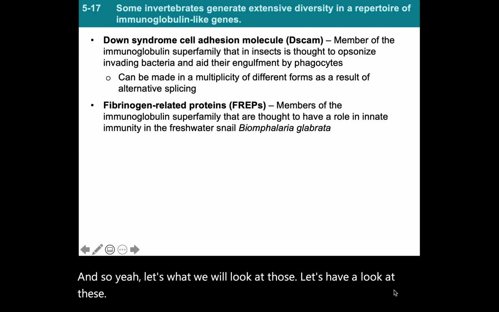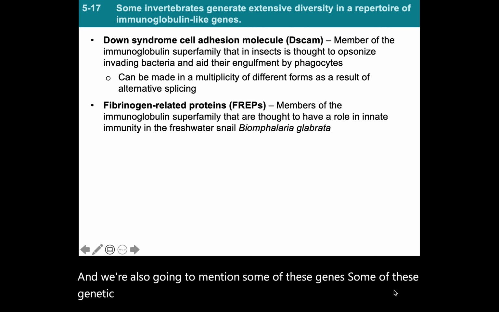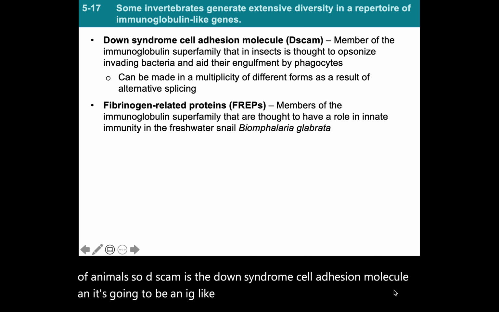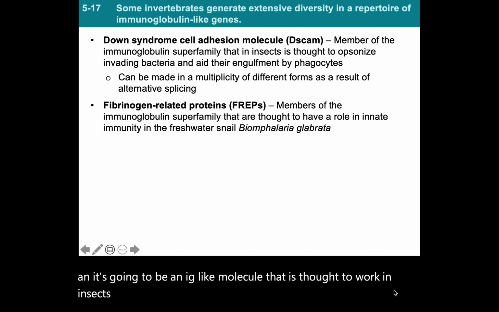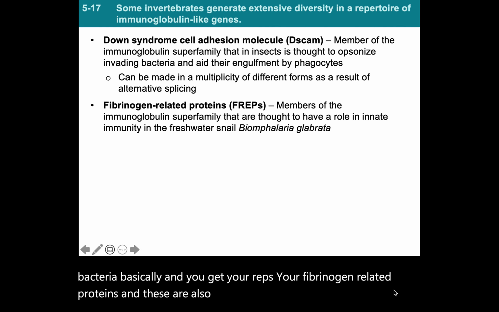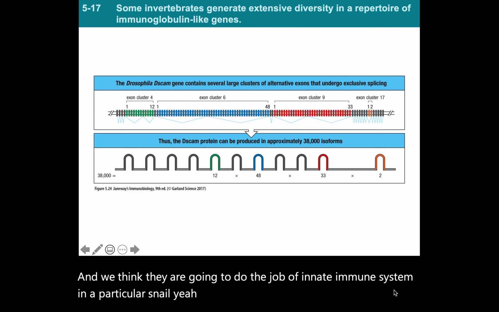We're also going to mention some of these genetic problems that you will see sometimes in different kinds of animals. DSCAM is the Down syndrome cell adhesion molecule, and it's an Ig-like molecule that is thought to work in insects the way an antibody does. So it's going to opsonize invading bacteria, basically. And you have your FREPs, your fibrinogen-related proteins, and these are also immunoglobulin-like. We think they do the job of the innate immune system in a particular snail, Biomphalaria glabrata. So neat.